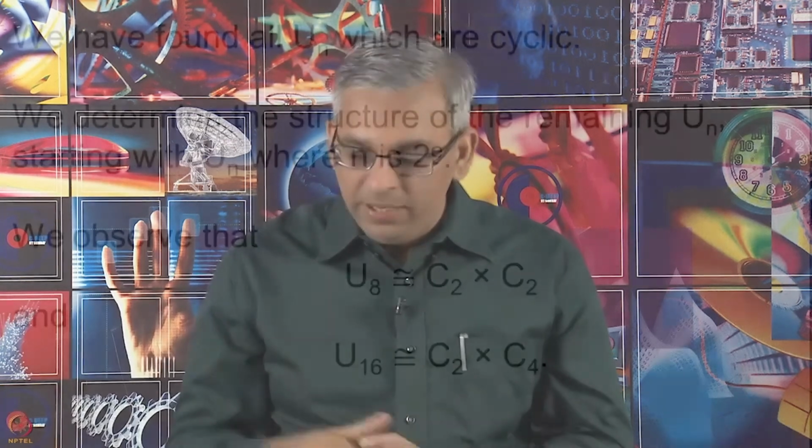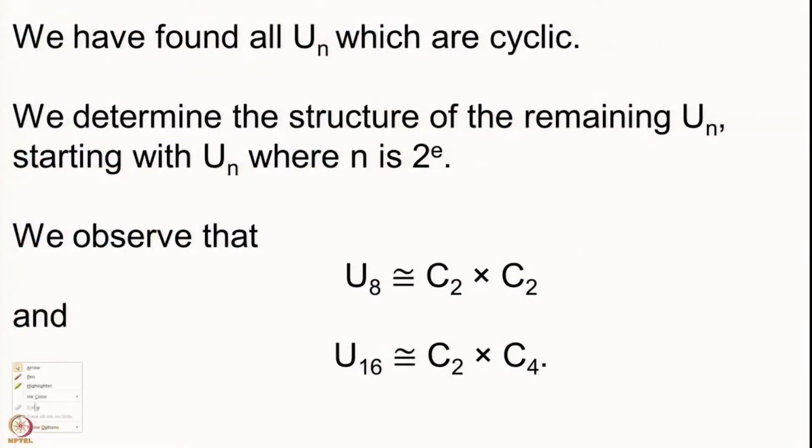So, when we are looking at the other U_n which are not necessarily cyclic, we want to start by understanding the structure of U_{2^e} first. We also looked at U_4 and U_8, and in fact if I remember correctly we also looked at U_16 in our last lecture. So, let us recall that quickly. We have found all U_n which are cyclic, and then we are determining the structure of the remaining U_n starting with these U_{2^e}, and we looked at U_{2^3}, which is U_8, and U_{2^4}, which is U_16.